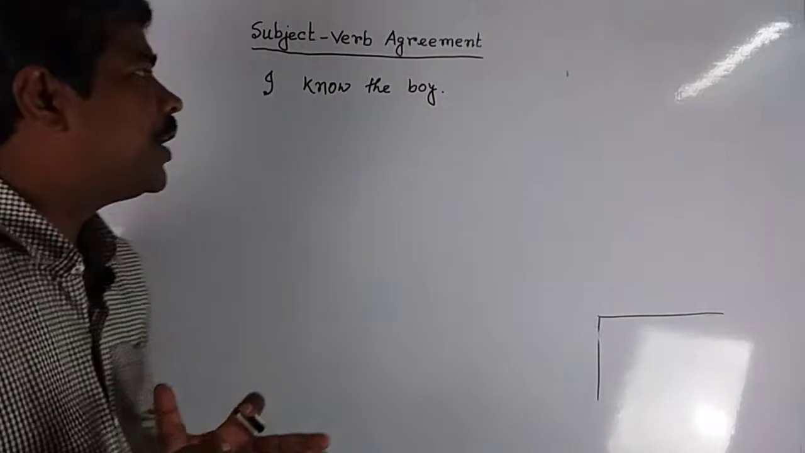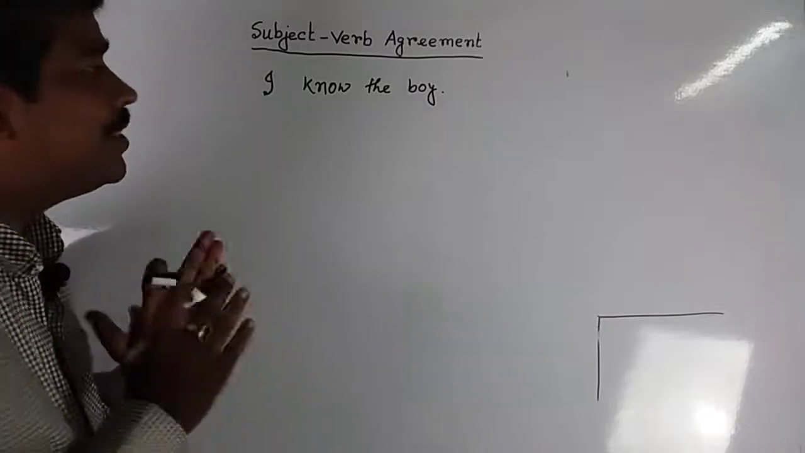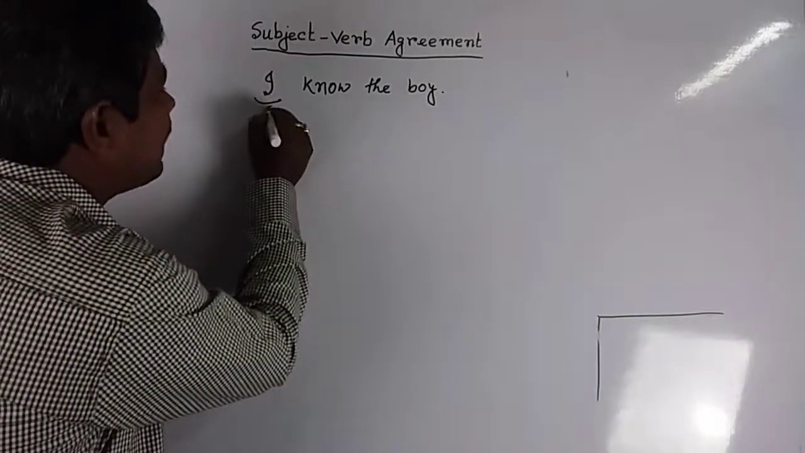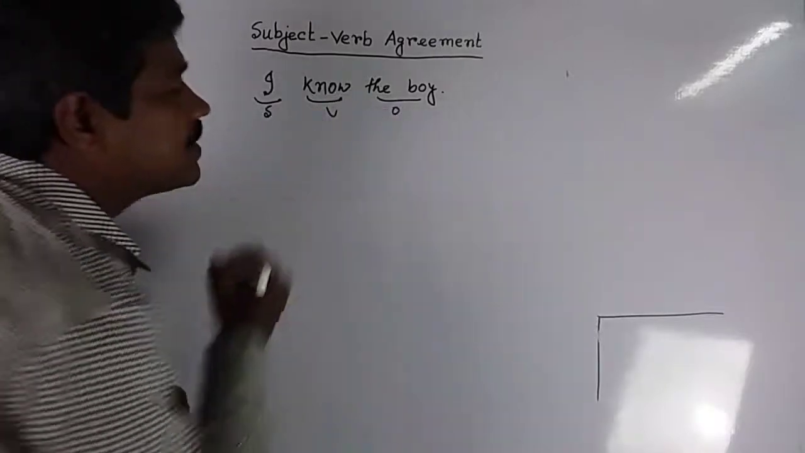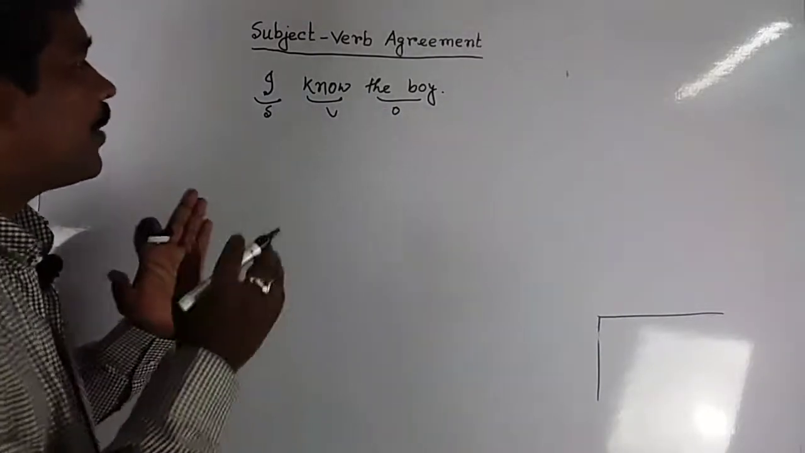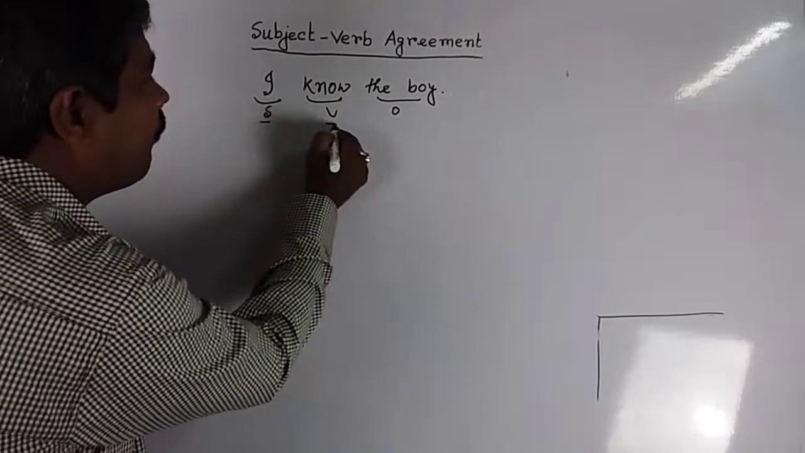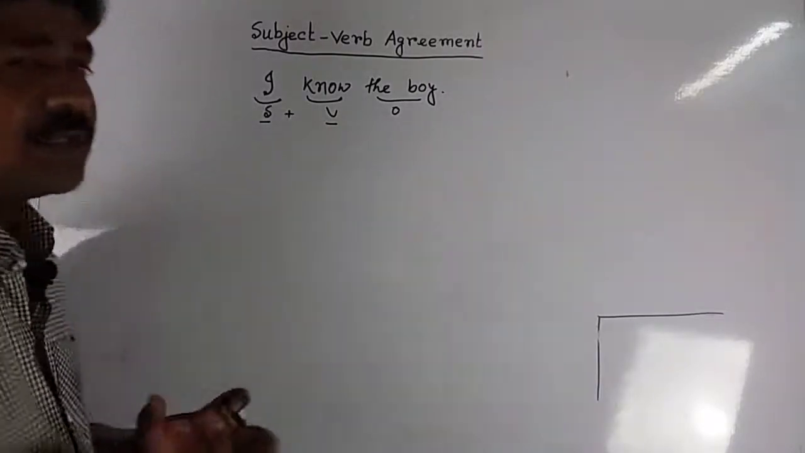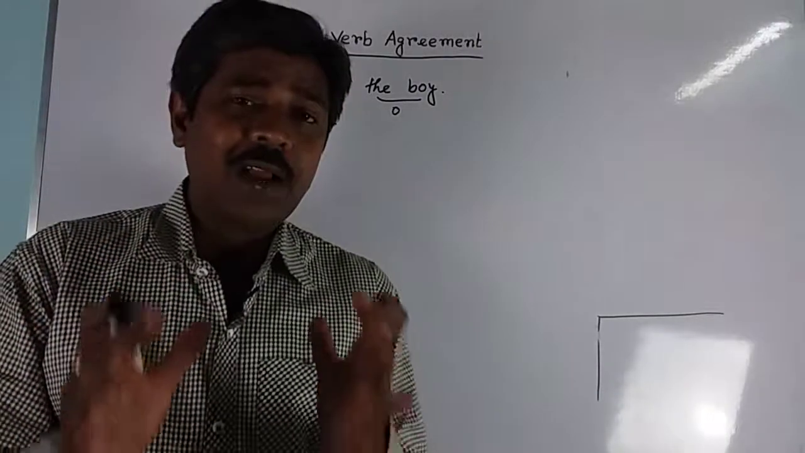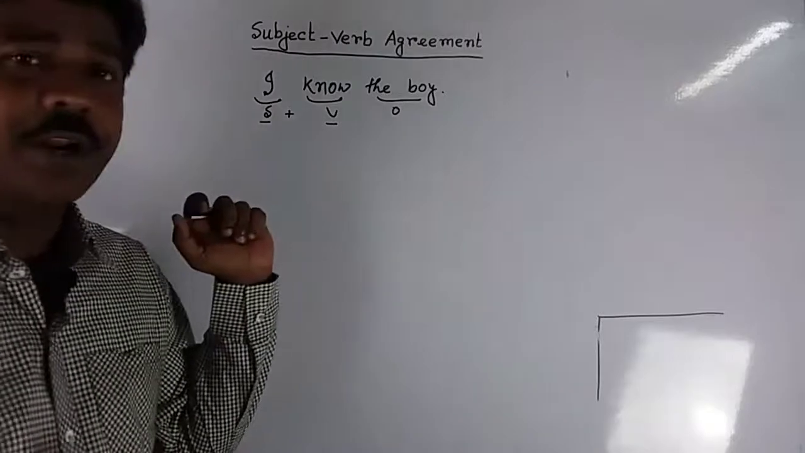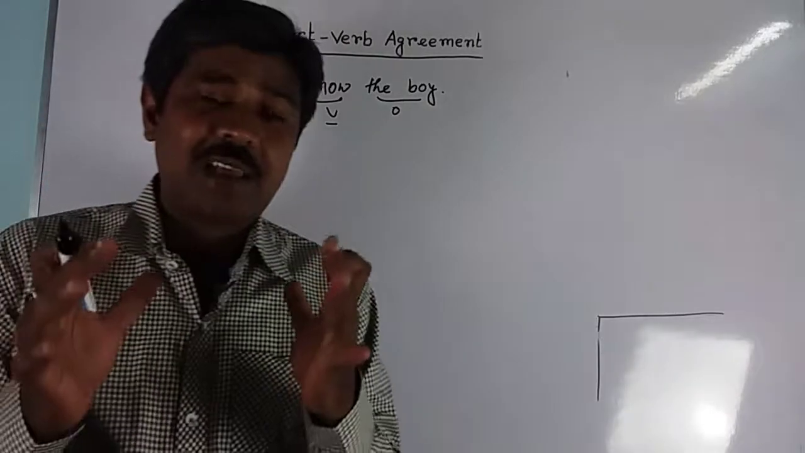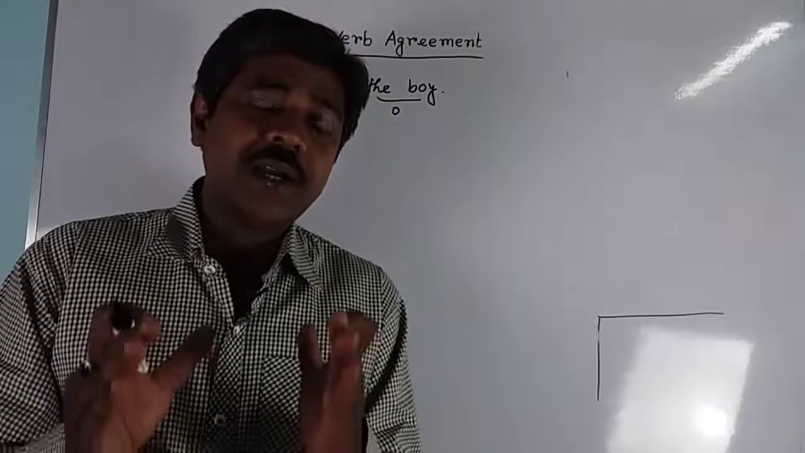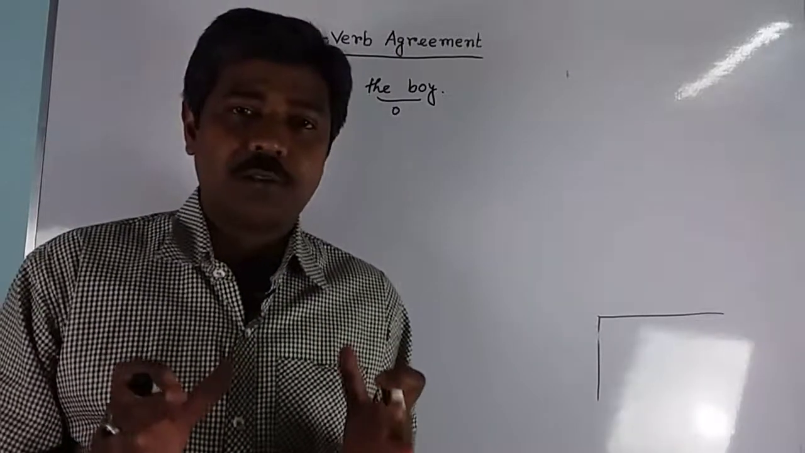Friends, I have written here: I know the boy. In this part you can see I is the subject, know is the verb, and the boy is the object of this sentence. So there is a subject and a verb. That means the conditions of being a clause are fulfilled here, and it has a perfect, individual meaning. It has a perfect sense. That's why it is called an independent clause.